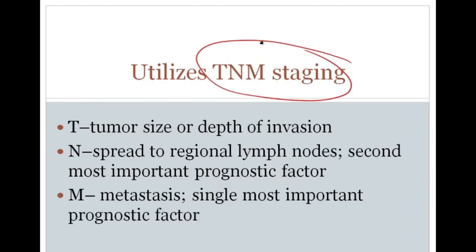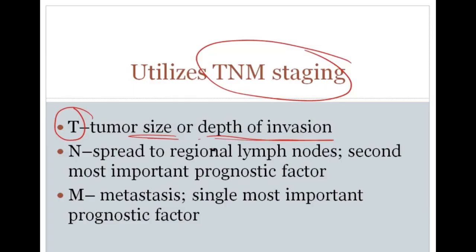Now, what system do we use for staging? It's called the TNM system. It looks at three key factors. It looks at the tumor and asks the question, how big is the tumor or how deep has the tumor invaded? Generally speaking, tumor size is important in solid organs, and generally speaking, tumor depth is important in organs that are tubular. So, for example, the bowel, its depth of invasion is important in the bowel, whereas in the breast, size is important because it's a more solid organ.